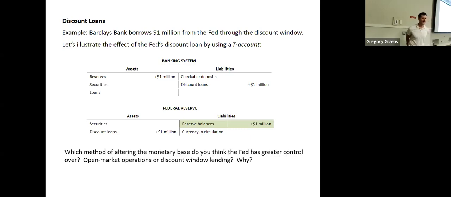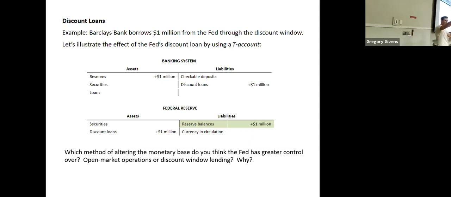Now, let me ask you one kind of follow-up question about this. We've talked now about two different ways in which the monetary base can be altered by the Fed. One is through an open market operation, and the other is through a discount loan. Which method of changing the monetary base do you think gives the Fed greater control? If the Fed would really like to control the size of the monetary base, which of those two instruments do you think gives it greater precision? Open market operations or discount loans?